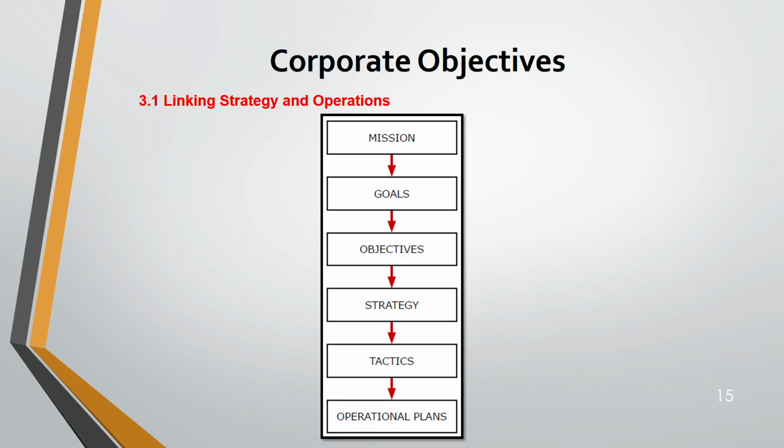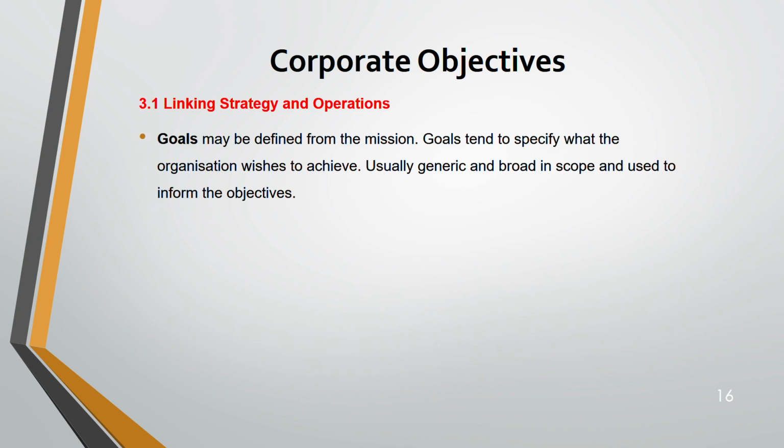Then from strategy we go down to tactics, that is, the middle level management will implement those strategies, and the lower level managers will have the operational plan to achieve them. So overall, the operational plan is to achieve what? Your mission only. Goals may be defined from the mission. Your goals will specify what the organization wishes to achieve. Everyone has a goal, right? I want to achieve this, I want to achieve that, within this year. So usually goals are very general and very broad in scope.